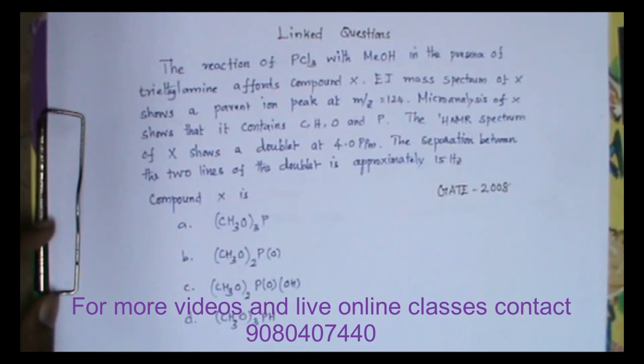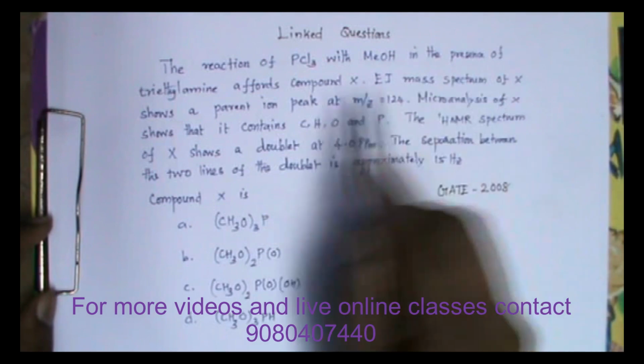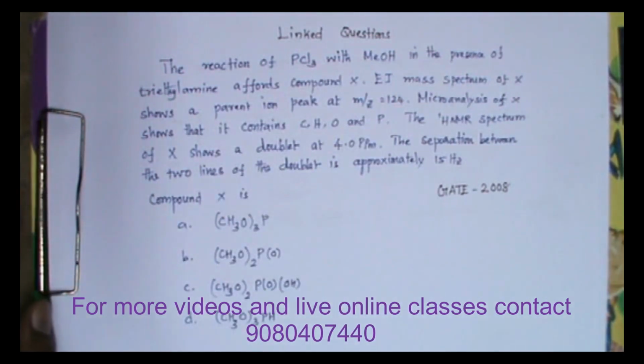In this video, we are going to solve a very simple problem based on the reactions of phosphorus compounds. The reaction of PCl3 with methanol in the presence of triethylamine affords compound X. They are given some hints also about X.